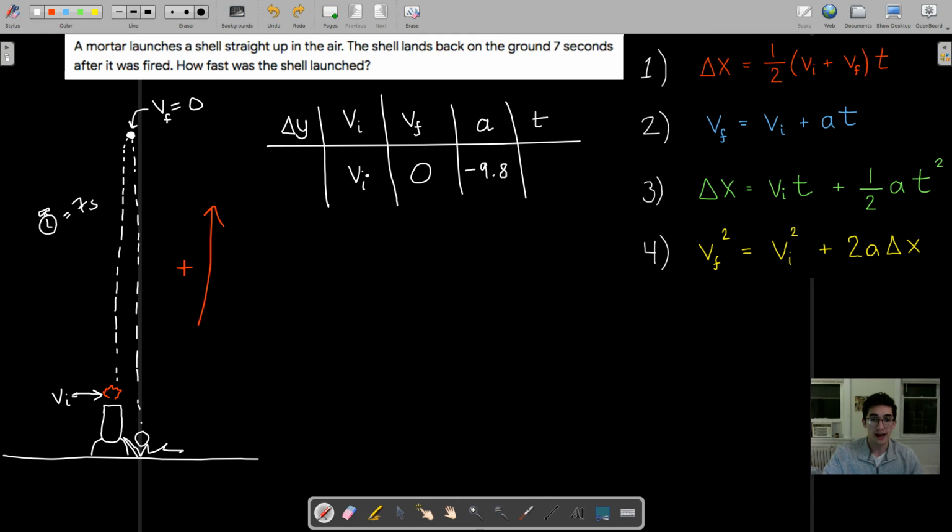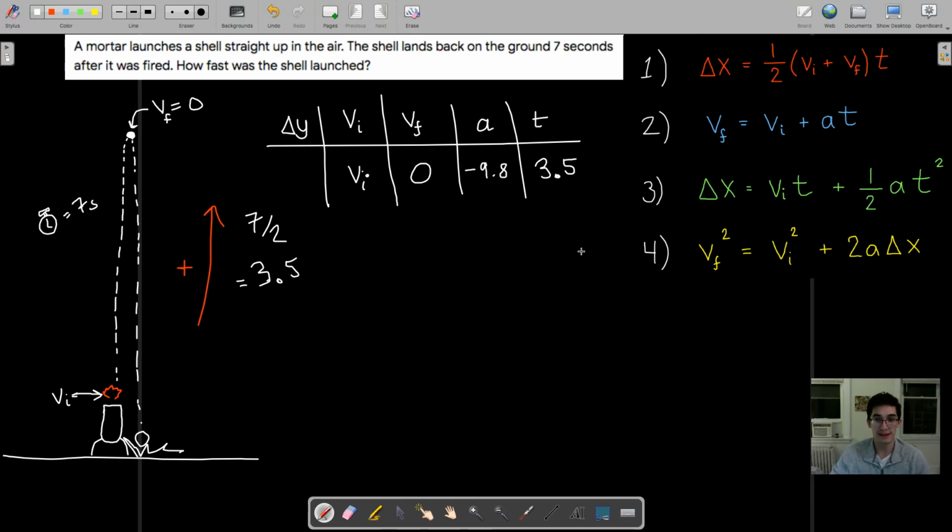Then finally, we have our time. Now, our temptation may be to say 7 seconds is our time, right? But remember, we're only talking about half of the path, right? Our initial versus final, or the interval over which we're interested in, is only half of the total arc. So if it takes 7 seconds to go up and land back down, then it's going to take half that time to go just up. So we're just going to take 7 divided by 2, and we're going to get 3.5 for our time, okay? So our time here is 3.5 seconds.